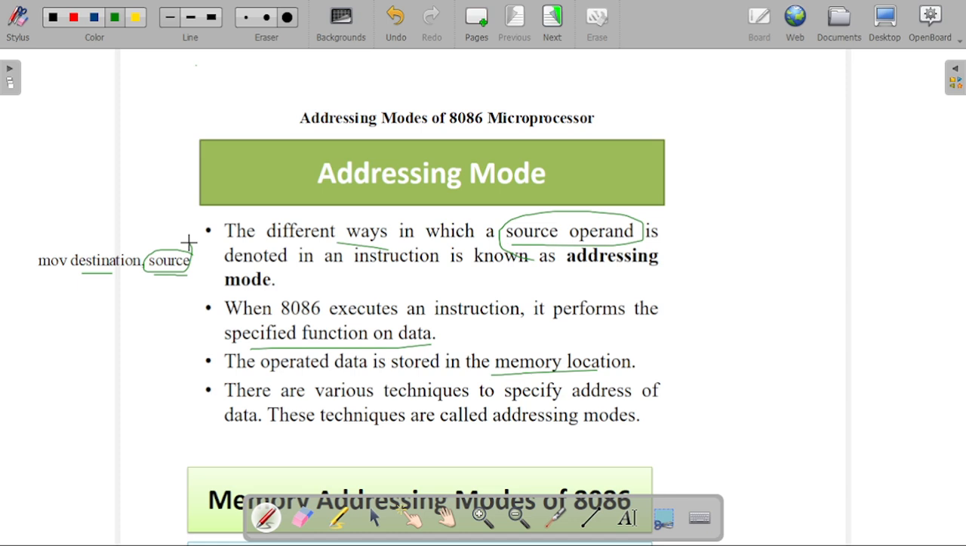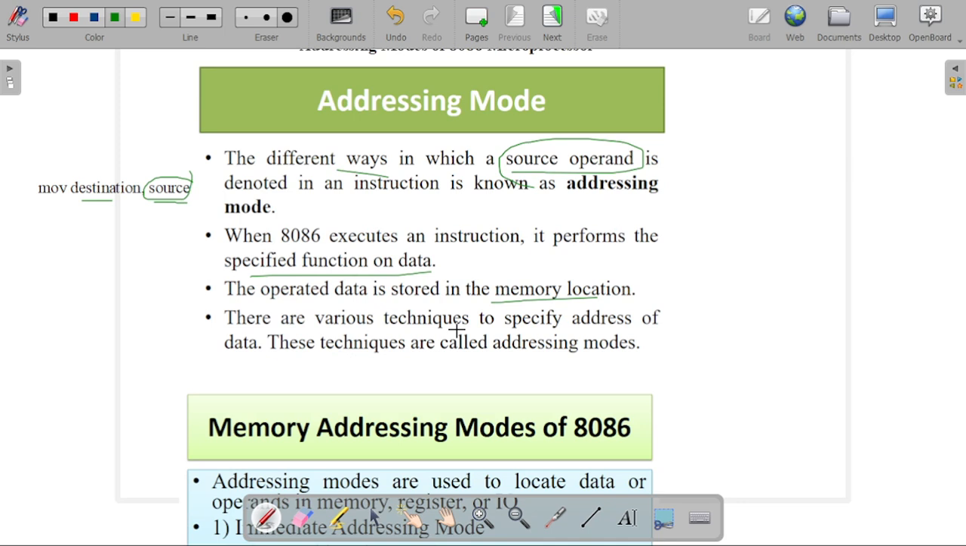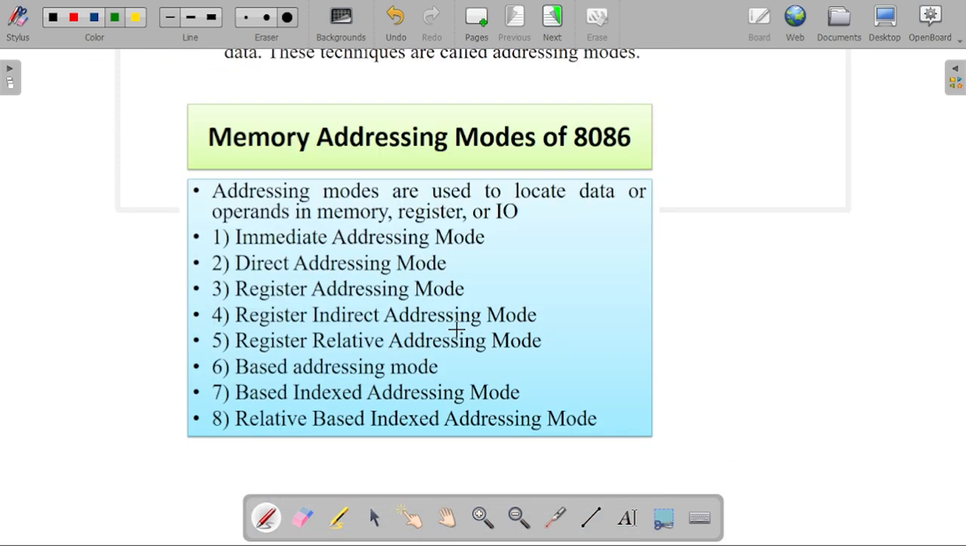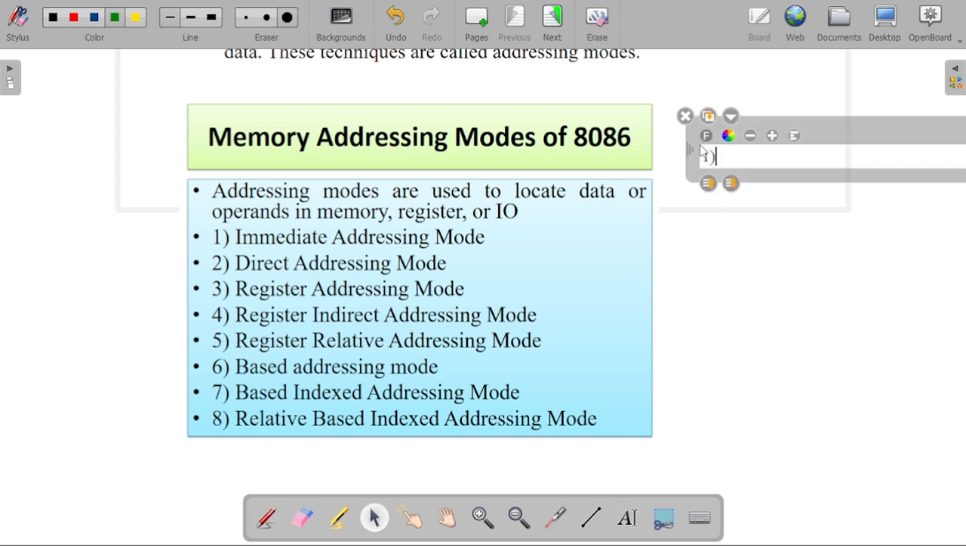In the exam, the question can be asked to identify the addressing mode, or else the question can be asked to explain addressing mode with the help of an example. So these are the different types of addressing modes available. Basically there are two basic types of addressing mode. First of all, memory addressing mode, and the second one is input output addressing mode.